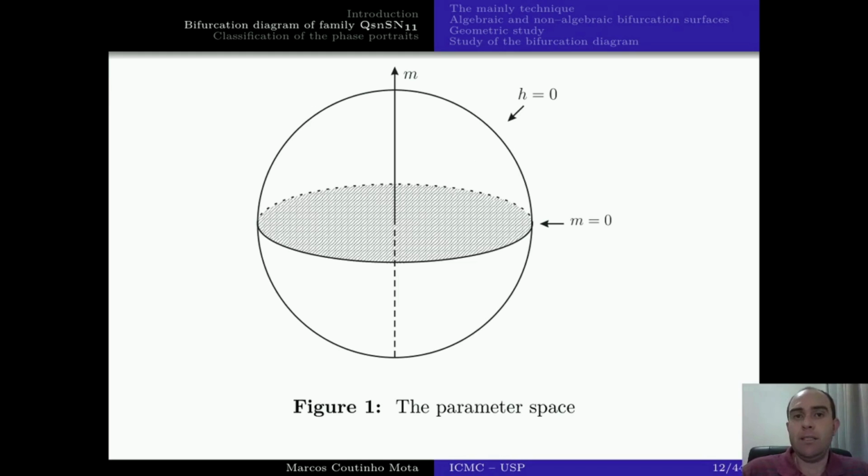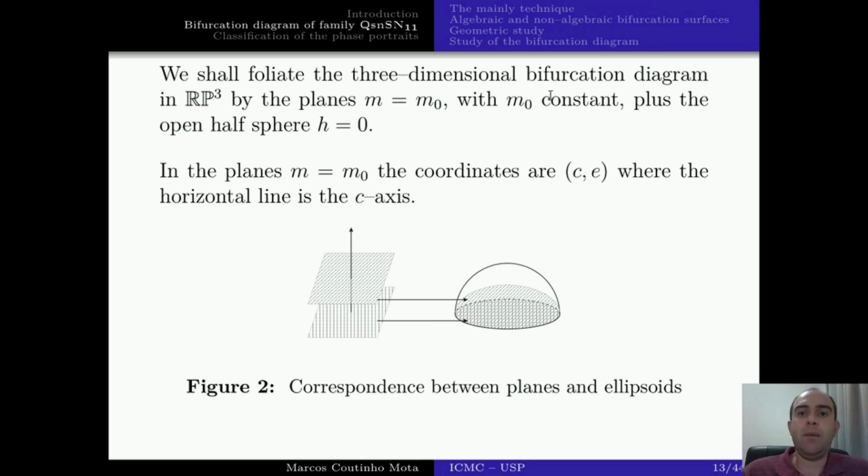So in fact, we can see our bifurcation diagram as a ball, and inside the ball we are in the affine part of the bifurcation diagram. We consider h equal to 1, and in the border we consider h equal to 0. We foliate the three-dimensional bifurcation diagram by planes m equal to m0, with m0 constants, plus the open half sphere h equal to 0. In those planes m equal to m0, the coordinates are c and e, and in fact, each plane here is in correspondence with an ellipsoid in the ball.